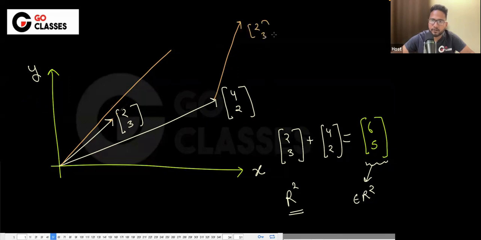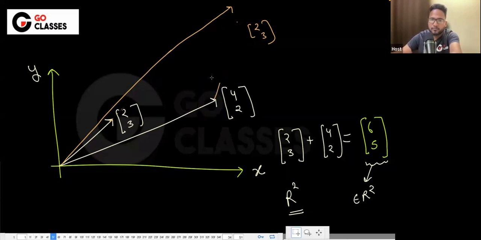This is 2 3, and then this vector will be the result of addition of these two vectors. So sorry for the drawing. Maybe I can just draw quickly. Okay. So yeah, something like this.